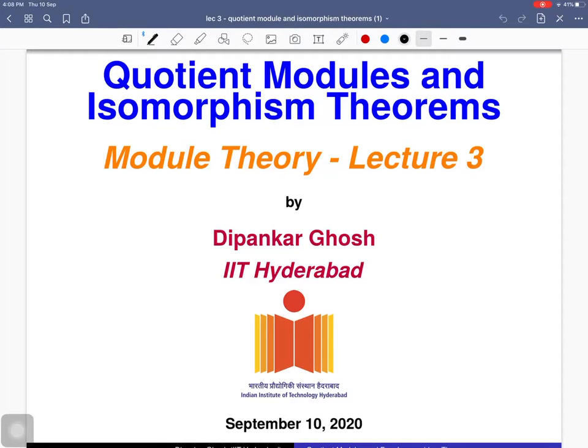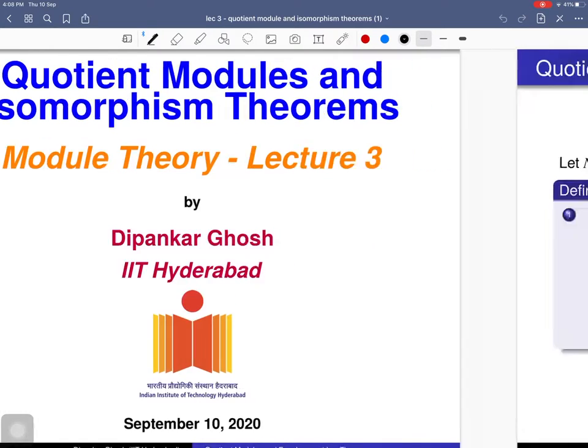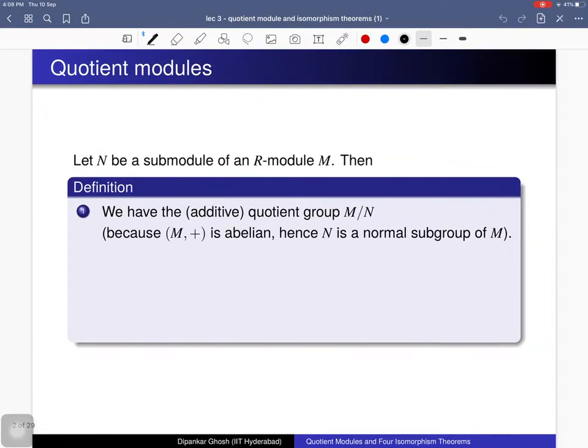Welcome to the third lecture on module theory. In the first two lectures, we have discussed modules, submodules, and module homomorphisms. Today, we will discuss quotient modules and isomorphism theorems. So, we will start with the definition of quotient modules.